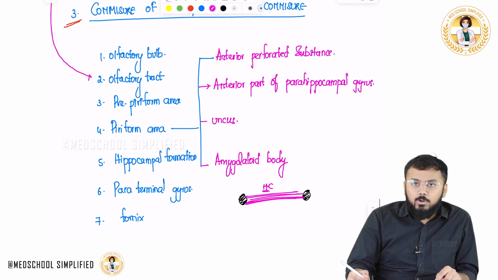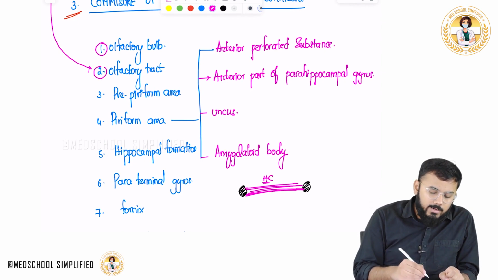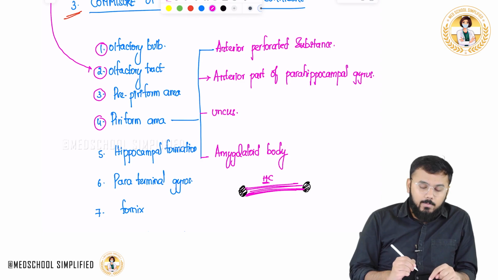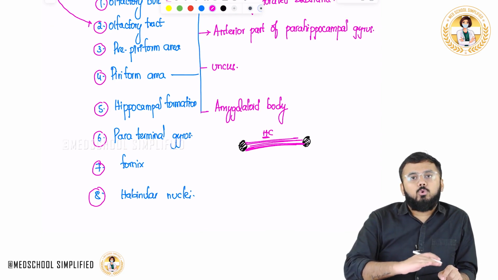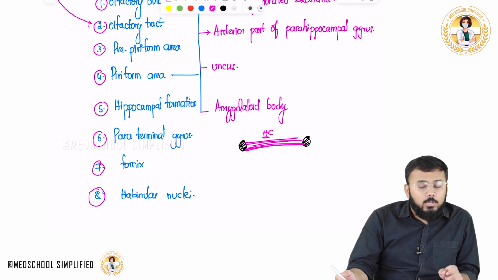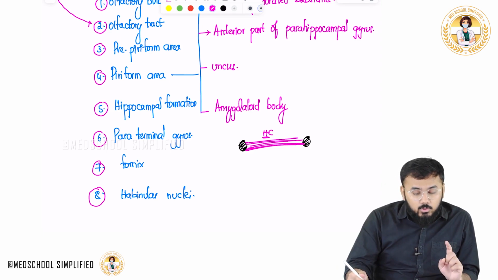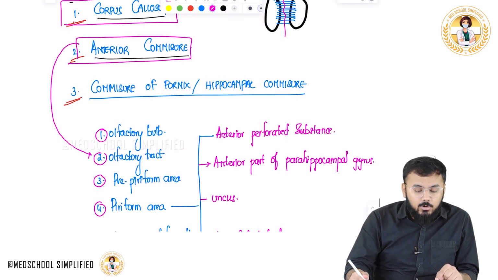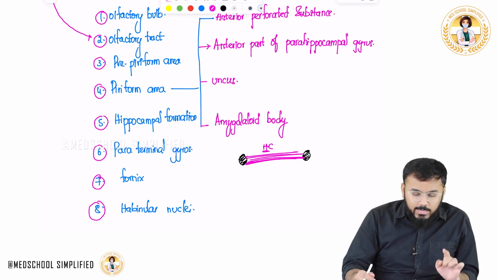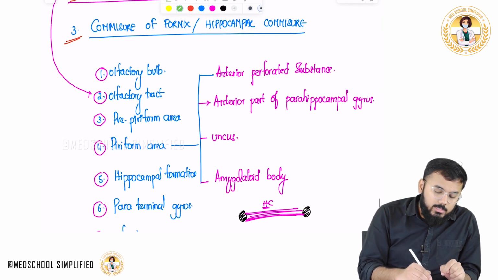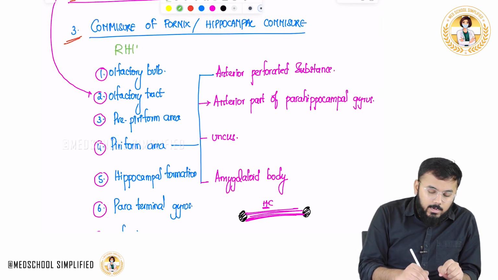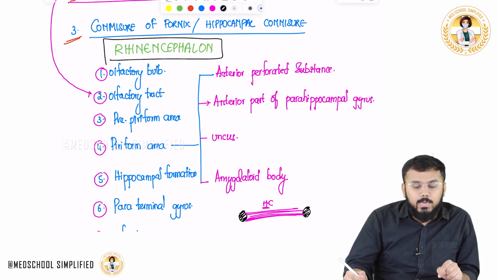Now, the important thing I am going to tell you is that the olfactory bulb, olfactory tract, pre-piriform area, piriform area, hippocampal formation, paraterminal gyrus, fornix and habenular nuclei are also located on both the right and left sides. So I have to connect both the sides, right? For connecting both the sides, I need a commissure called the anterior commissure. By the way, all these 8 structures that I have told you, together you call them the rhinencephalon.